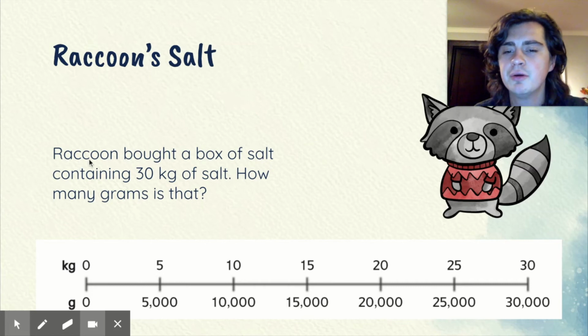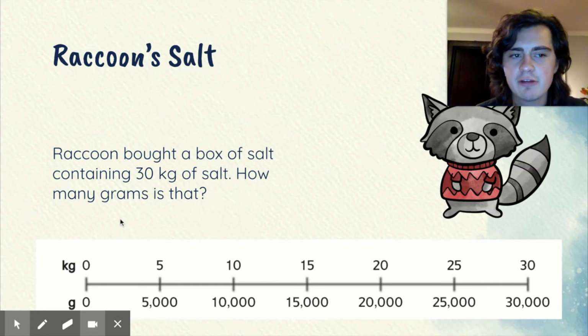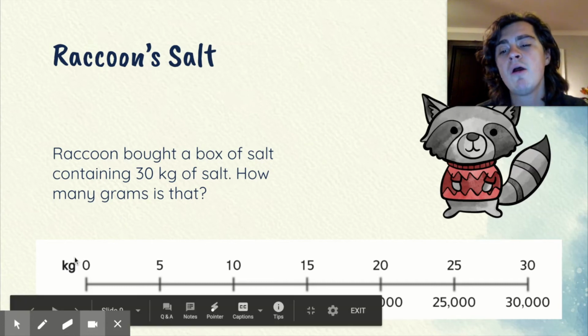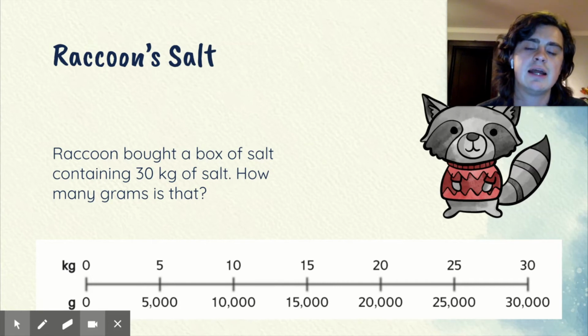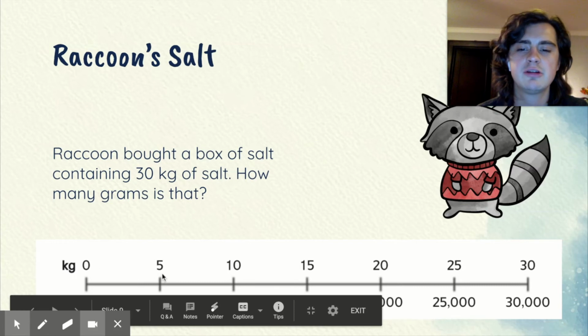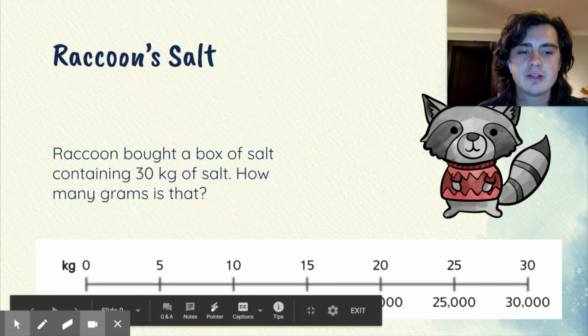Well, the problem is that Raccoon bought a box of salt containing 30 kilograms of salt. It's a lot of salt. How many grams is that? So how many grams is 30 kilograms? Well, we can use this thing for now. You won't always have this, but for now, we can use this kilogram to gram conversion chart on the bottom. So we would find our kilograms, and then we need to find 30 on that kilogram. So we'll go all the way up to 30, 0, 5, 10, 15, 20, 25, 30 kilograms, and then we go straight down to convert to our grams.